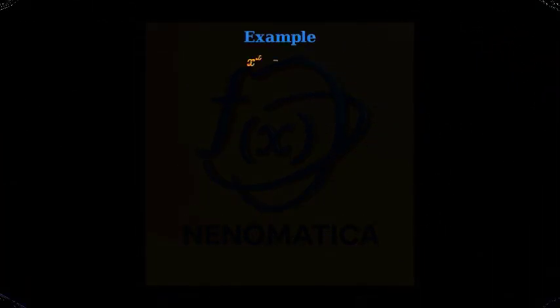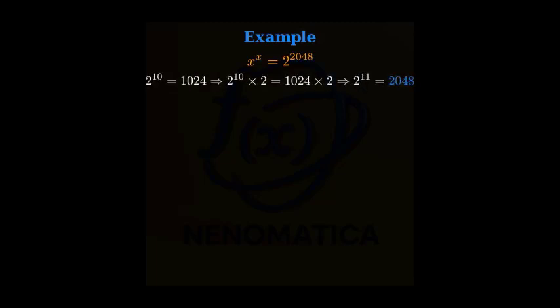Let's solve the following exponential equation. First, let's note that 2 to the power of 10 equals 1024. Multiplying both sides by 2, we get 2 to the power of 11 equals 2048. Next, we restate our original equation, and note that 2 to the power of 11 equals 2048. Now, we can substitute 2 to the power of 11 for 2048 in the exponent of our equation.